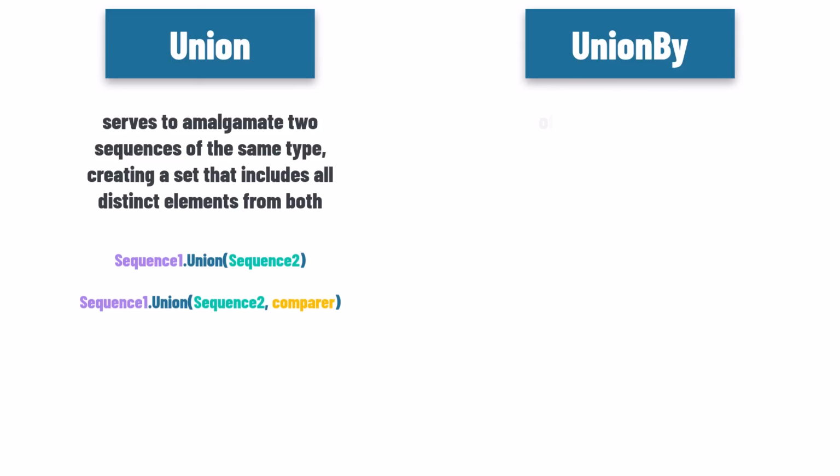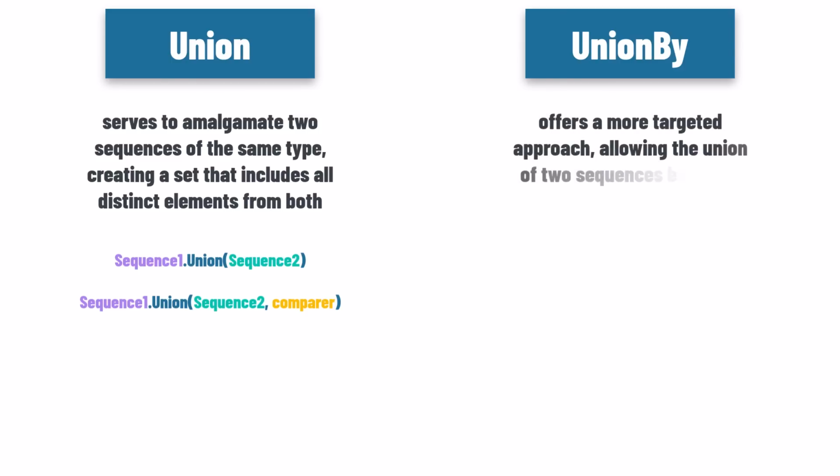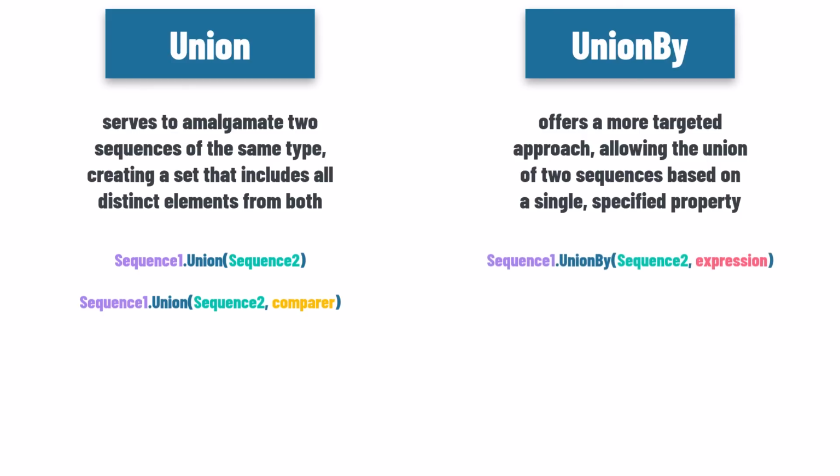UnionBy, on the other hand, offers a more targeted approach, allowing the union of two sequences based on a single, specified property. This is particularly useful when sequences contain complex types, but only one attribute is relevant for comparison. The first overload of UnionBy works with a key selector function, while the second accommodates an additional comparer, like StringComparer.OrdinalIgnoreCase, enabling case-insensitive comparisons. So, with Union, we weave together collections for scenarios requiring a comprehensive comparison, while UnionBy hones in on singular properties to define uniqueness, both ensuring that our final ensemble of elements is just as curated and distinct as the ingredients on a chef's carefully planned menu.